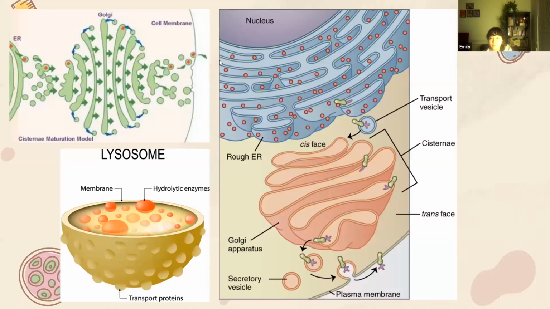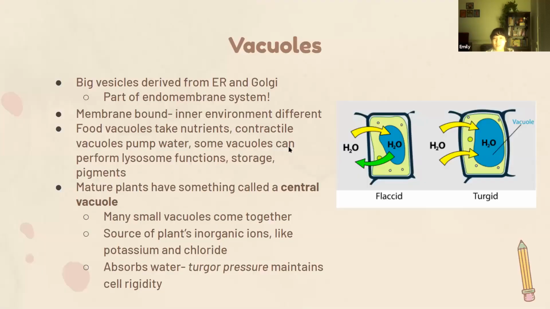So here are some diagrams. The first one is the cisternae maturation model. As you can see, the Golgi is constantly moving in arrows back and forth. The lysosome, here's what it looks like, and the whole endomembrane system in its entirety. Okay, so vacuoles are another part of the endomembrane system.